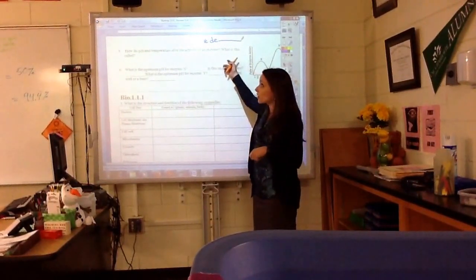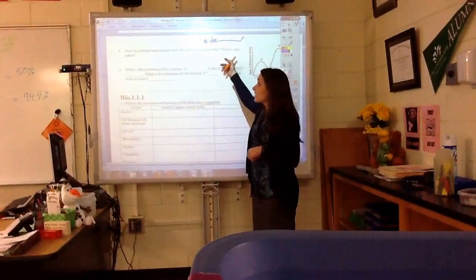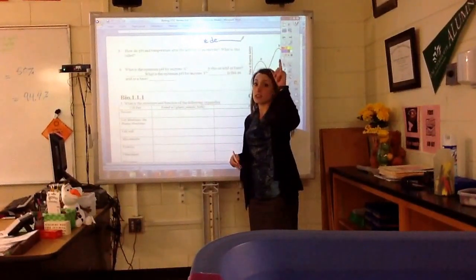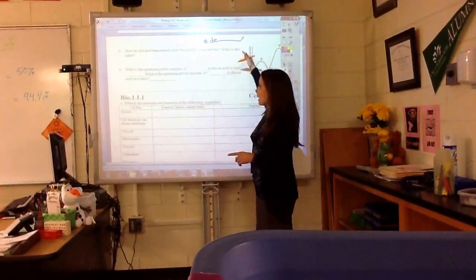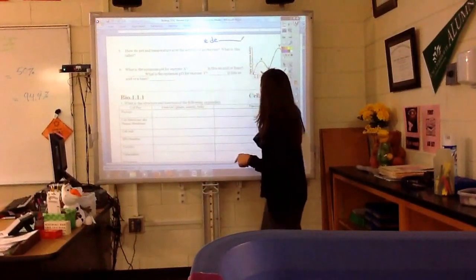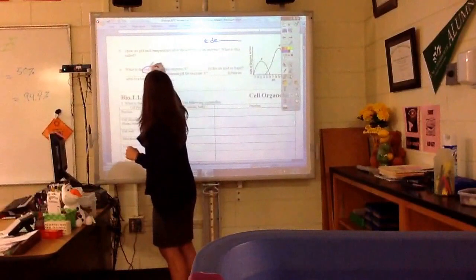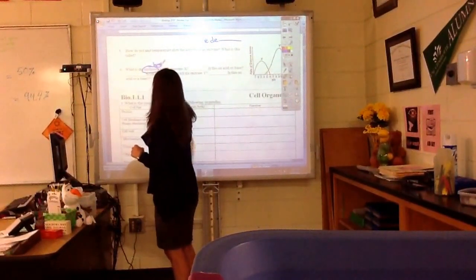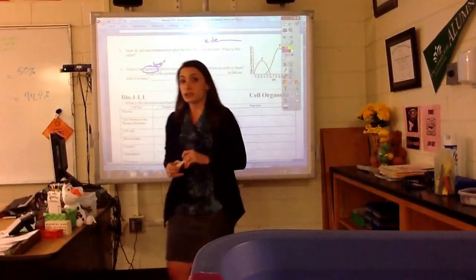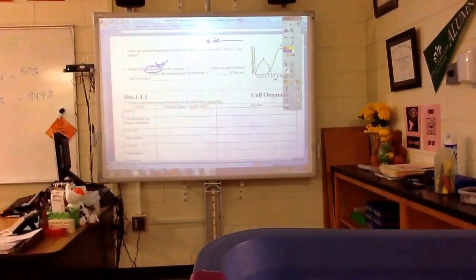So make sure, because I'm not going to write it, I'm just going to say it, that you tell me whether it increases the activity or decreases the activity and why. For number 6, make sure that you refer to the chart. Remember that optimum means best. Okay, so make sure that you have completed all of that.